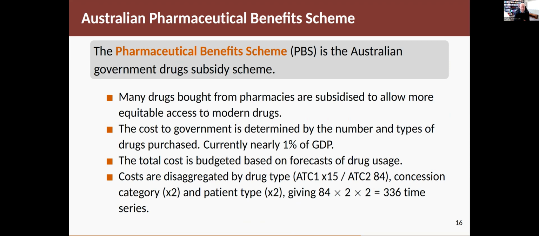There's 15 different anatomical therapeutic classification groups called ATC1s. And there's another, more fine-grained classification called level 2 ATC, and there's 84 groups of those drugs. And then there's two different types of concession categories, and there's two different types of patients in the way they record the data. So we end up with 84 times 2 times 2, or 336 time series. The 84 level 2 classifications are nested within the 15 ATC1 classifications. So that's why you don't multiply 15 times 84.